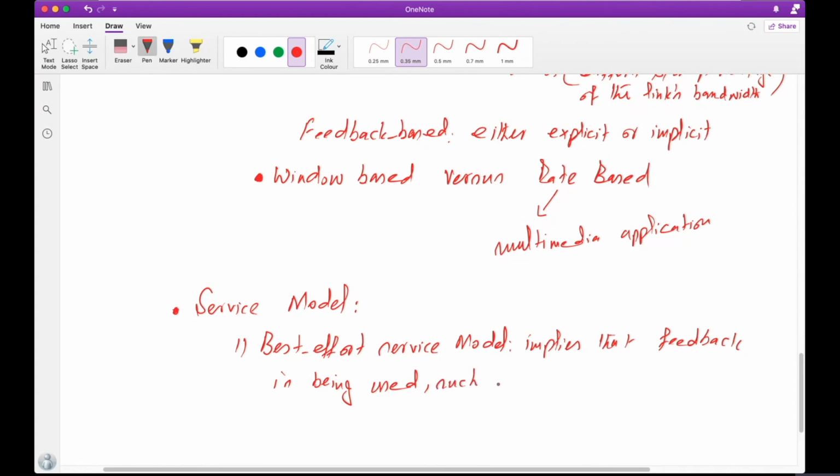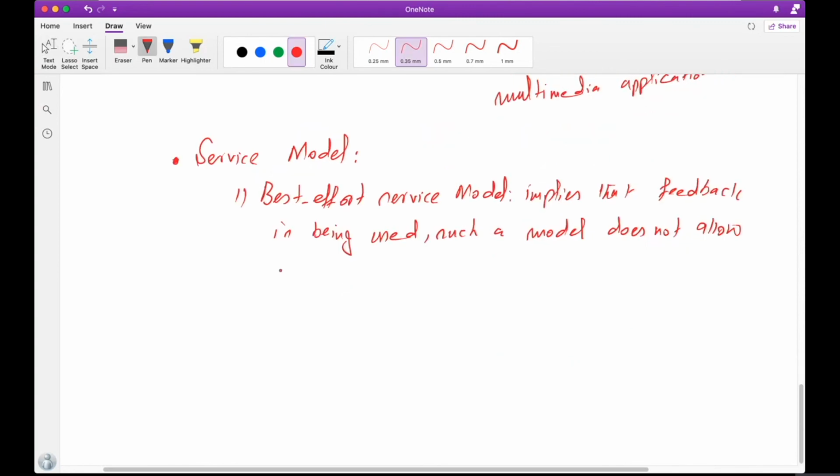Such a service model, of course, does not allow users to reserve network capacity. Right, so this we have already covered. This type of service model is something that is used by TCP's end-to-end congestion control mechanism.